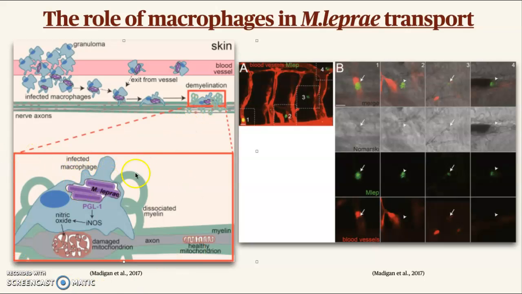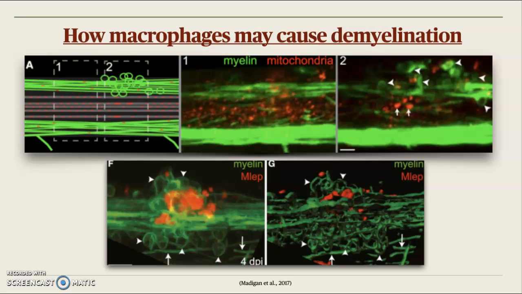And so it blows up right here for you to see that according to this model, the PGL-1 in M. leprae is actually understood to induce iNOS, which is inducible nitric oxide synthase, and this often causes oxidative burst of macrophages. But the point here in this case is that it creates an abundance of nitric oxide, which swells the mitochondria of the axon and causes the dissociation of the myelin sheath. This is depicted well here.